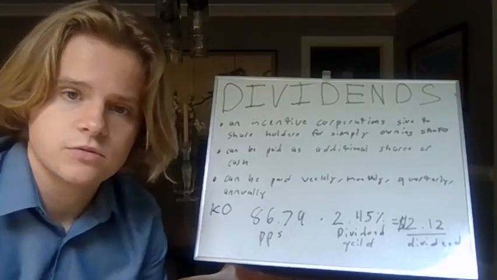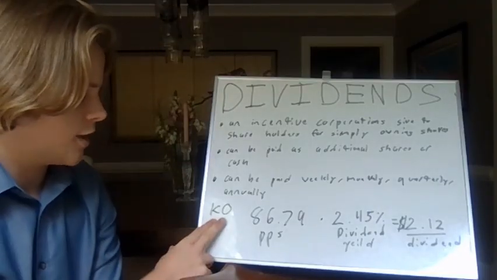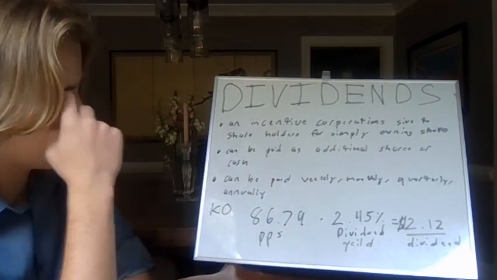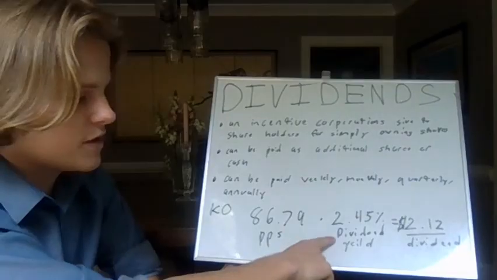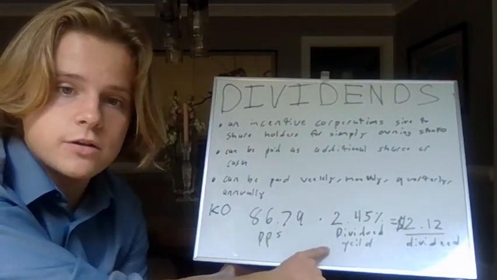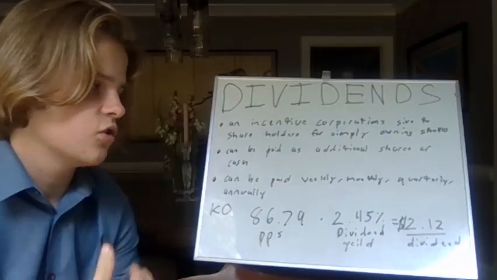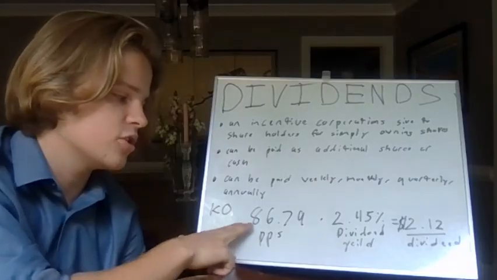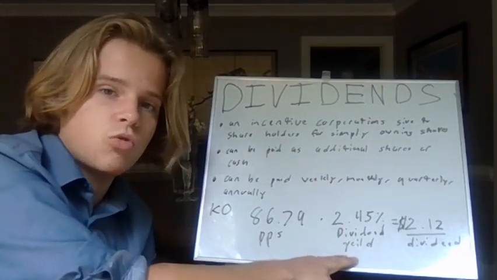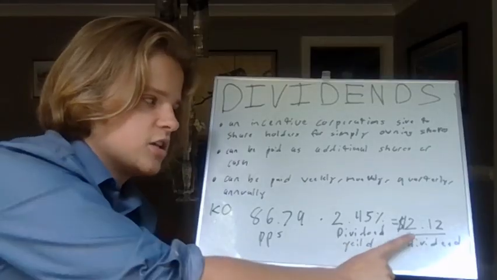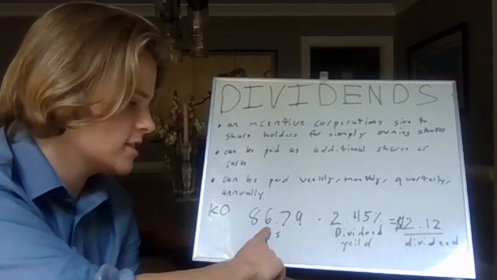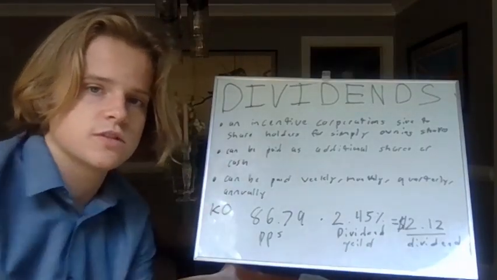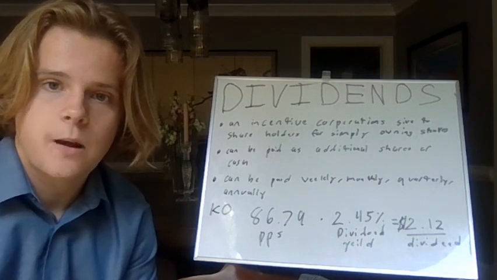An example of a well-known dividend stock would be Coca-Cola with the ticker KO. As of recording, price per share is $86.79. Dividends are calculated as a percentage of the share price, called the dividend yield. So to get the dividend payout per share of Coca-Cola, we multiply the share price, 86.79, times the dividend yield, 2.45%, which equals $2.12. So that's how you calculate your dividend.